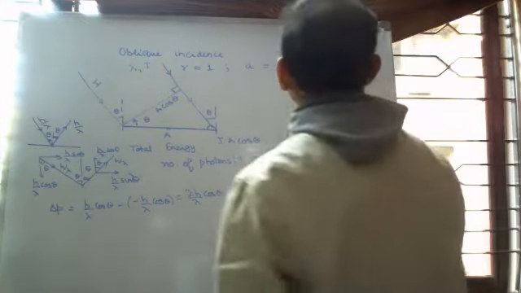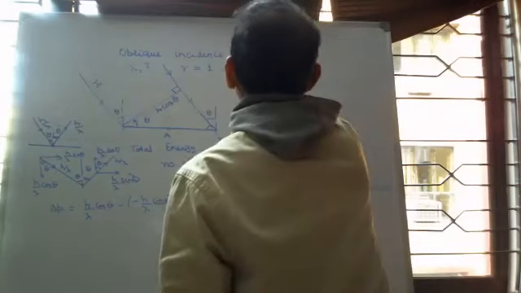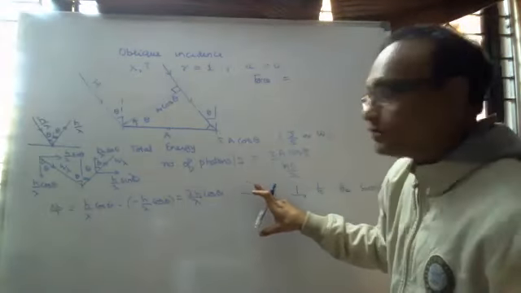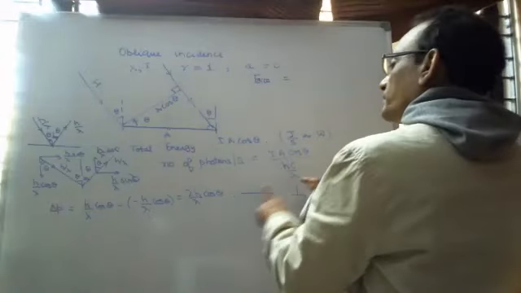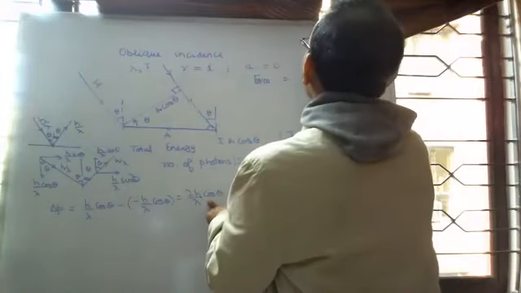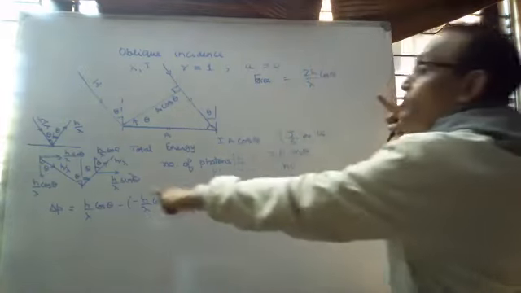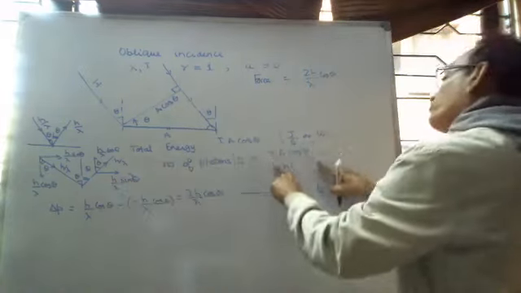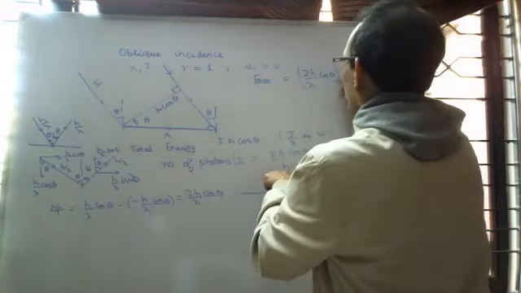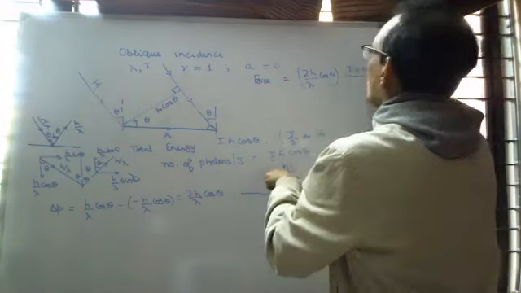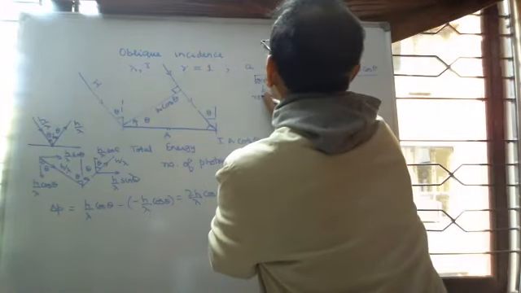So the force acting would be the total change in linear momentum. What is the linear momentum change of one photon? 2h by lambda cos theta, perpendicular to the surface, look, perpendicular. And the number of photons falling per second is this much. This is normal to the surface.